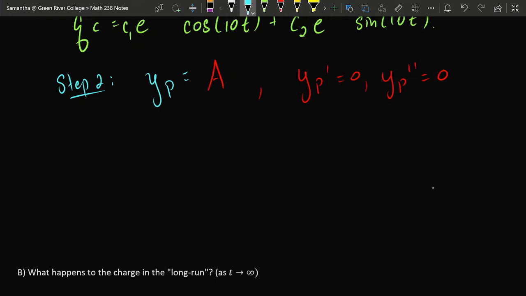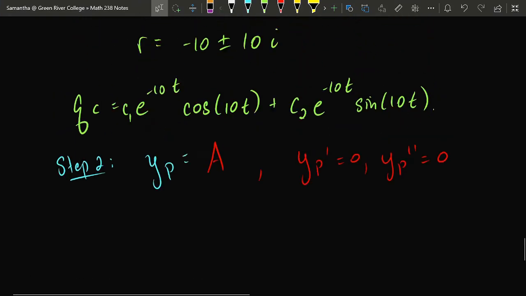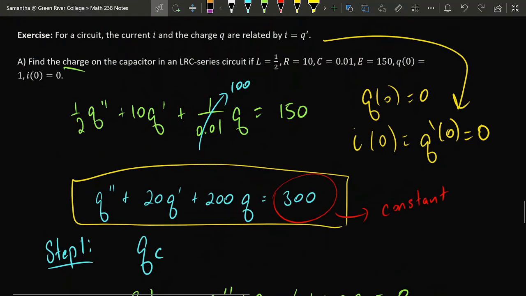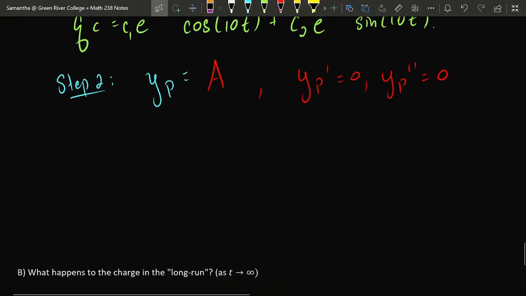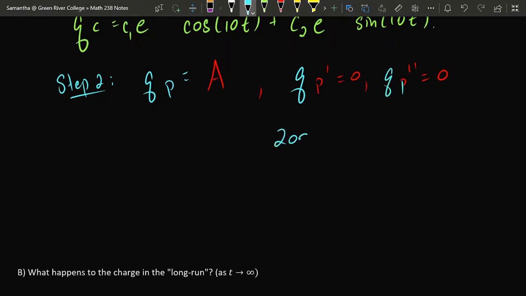And if I plug that into my differential equation, I get 200 times A, because q prime and q double prime are gone. Oh, this should be q, q, q. 200 times A needs to be equal to 300. And so my particular solution is just 3 over 2.